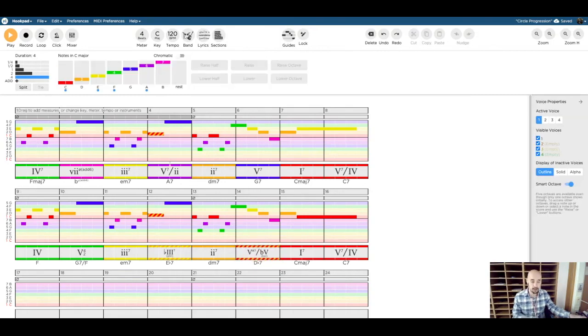So let's take a listen to what effect that has with these different variations. And then the chromatic variant.